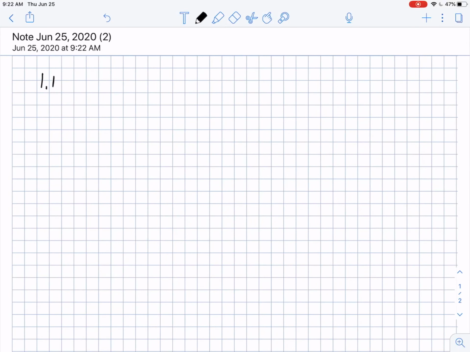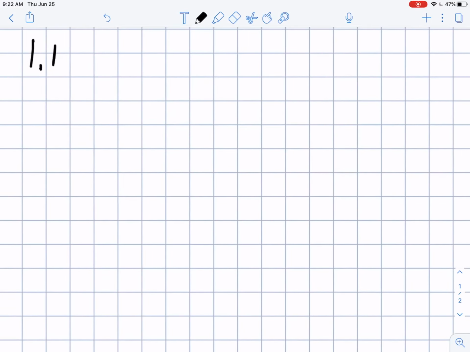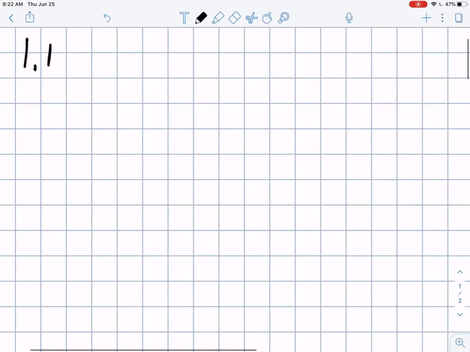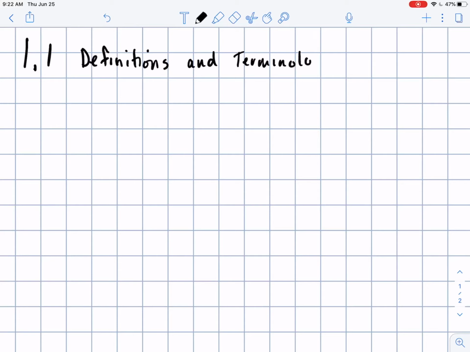Today I'll be going over section 1.1, which is just going to be some definitions and some terminology. Okay, so when you're talking about differential equations, we talk about the derivative.